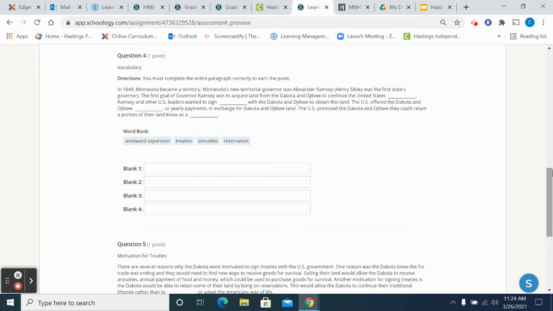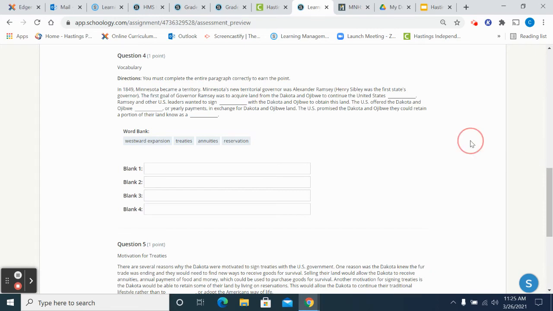So these are fill in the blanks. In 1849, Minnesota became a territory. Minnesota's new territory governor was Alexander Ramsey. Henry Sibley was the first state's governor. The first goal of Governor Ramsey was to acquire land from the Dakota and the Ojibwe to continue the United States blank. Okay. Ramsey and other U.S. leaders wanted to sign blank with the Dakota and the Ojibwe to attain this land. The U.S. offered the Dakota and Ojibwe blank or yearly payments in exchange for the Dakota and the Ojibwe land. The U.S. promised the Dakota and the Ojibwe they would retain a portion of their land known as a blank.